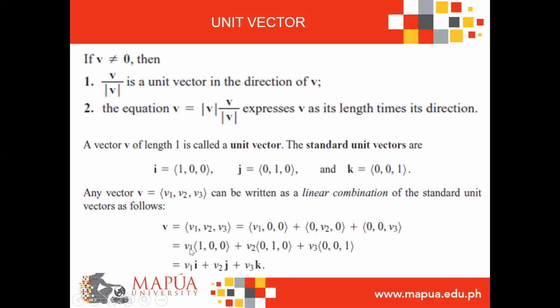So with that, we can now express the corresponding components of your vector v as a linear combination of the standard unit vectors as v1 i, because i has 1, 0, 0 components, plus v2 j, because j has 0, 1, 0 components, and lastly v3 k, because the third component, 0, 0, 1, is the component of your vector k.